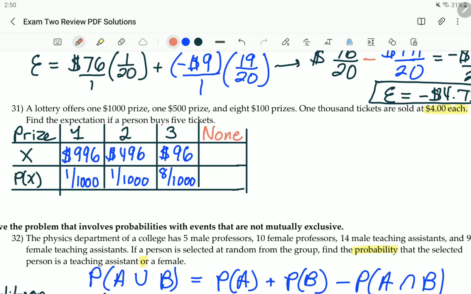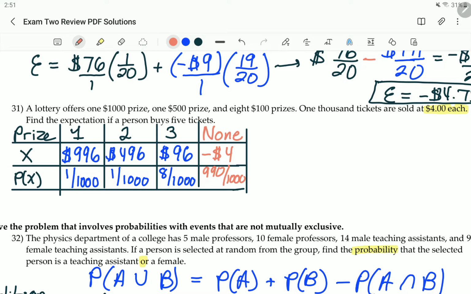And last but not least, if you are not a winner, unfortunately, that means you are a loser. And if you don't get any of these prizes, that means you lost $4. And if you count, there are only 10 prize tickets. 1 for prize 1, 1 for prize 2, 8 for prize number 3. So if only 10 of those tickets give you a winning amount, that means the other 990 tickets sold are losing amounts out of 1,000.